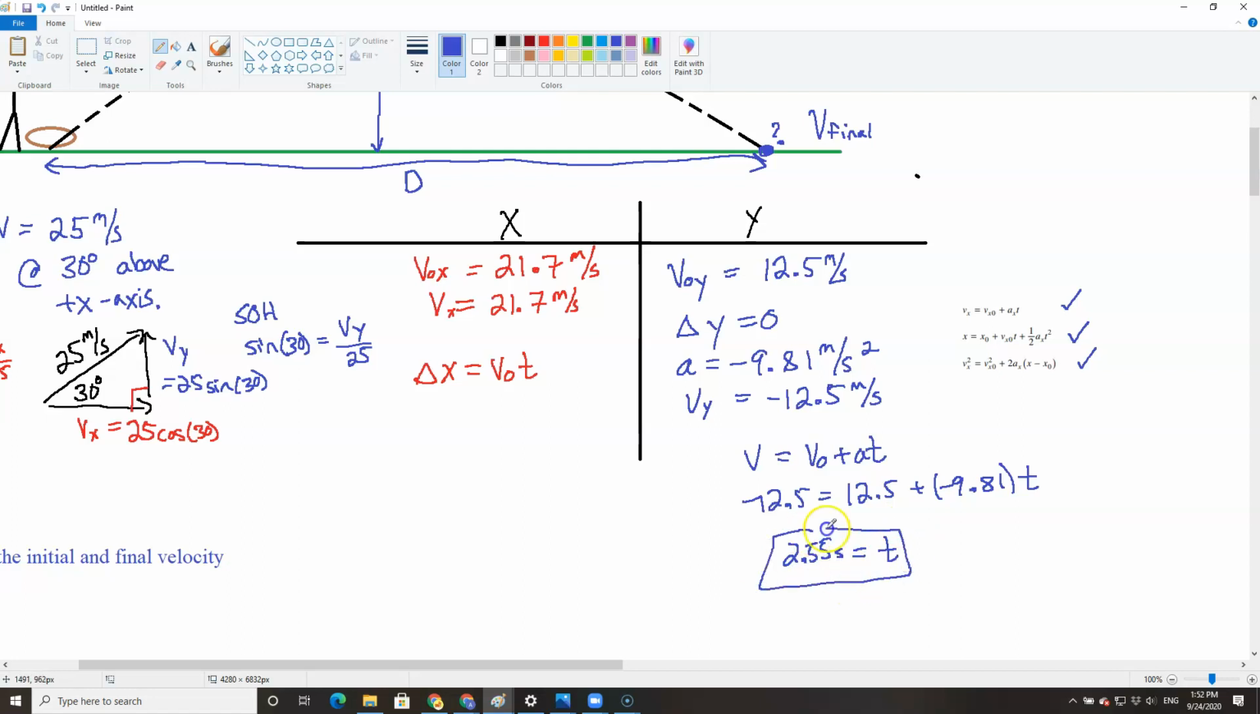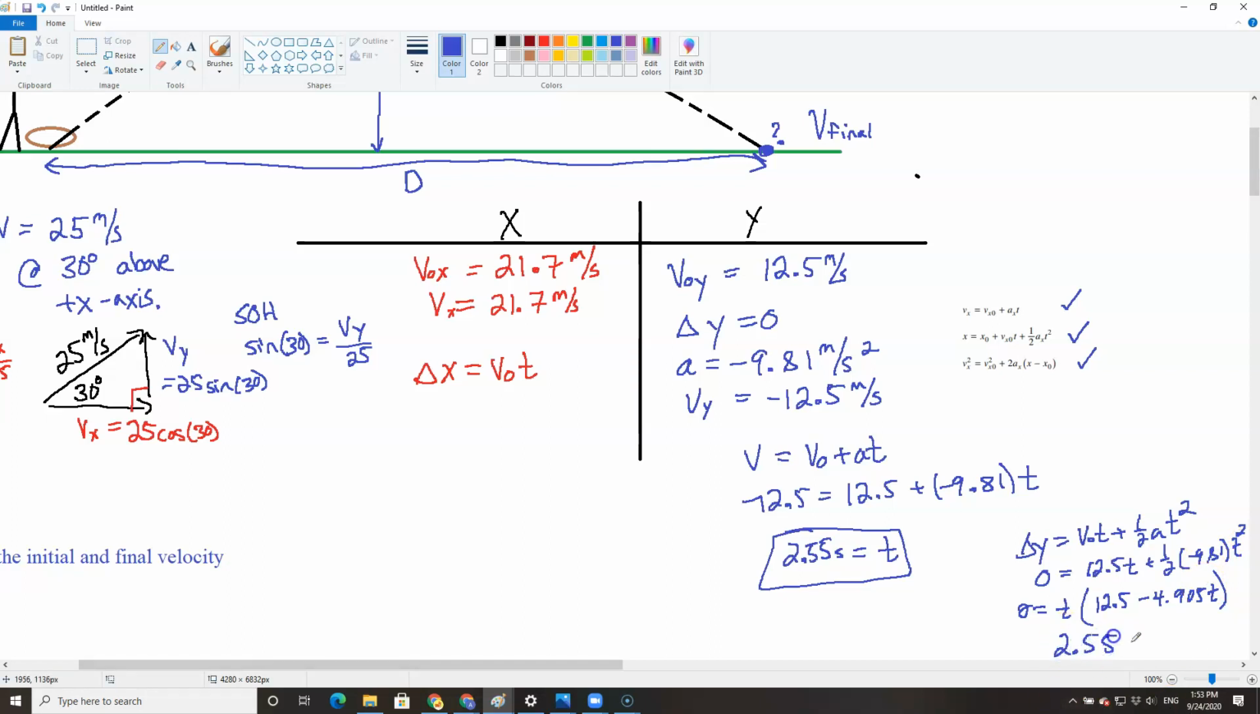To prove to you that it works, if I had used the other one, delta y equals v naught t plus 1/2 at squared, this would be 0, and I would have 12.5 t plus 1/2 negative 9.81 t squared. Factor out a t: t times (12.5 minus 4.905 t). So one of the t's would be 0, and the other one will be negative 12.5 divided by negative 4.905. And once again, negative 12.5 divided by negative 4.905, 2.55 will come out as my time.